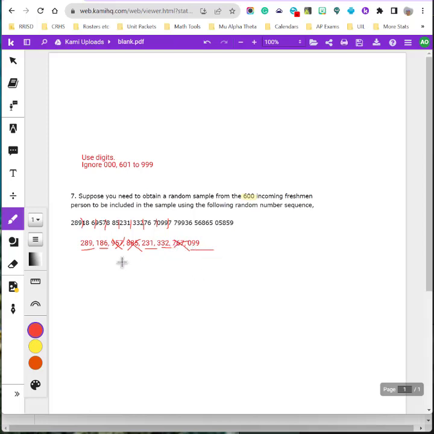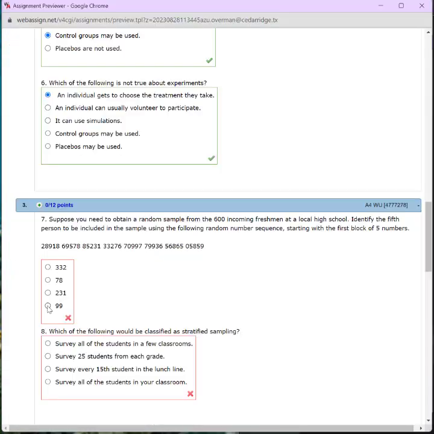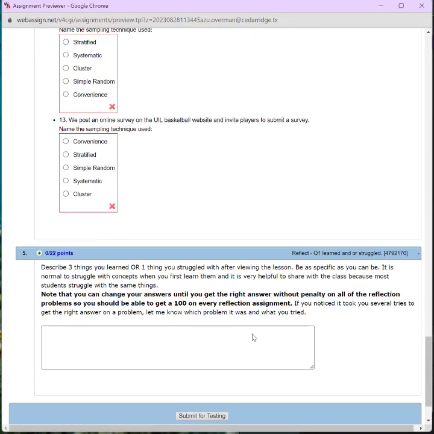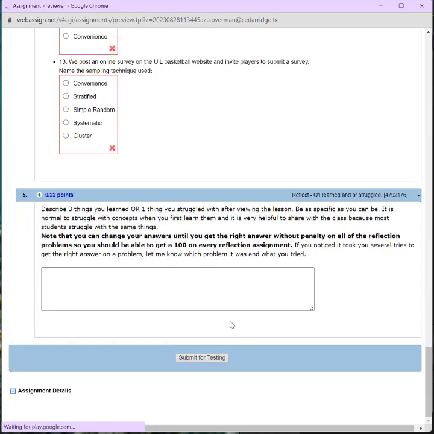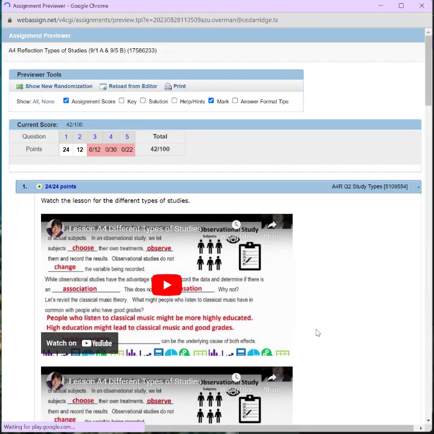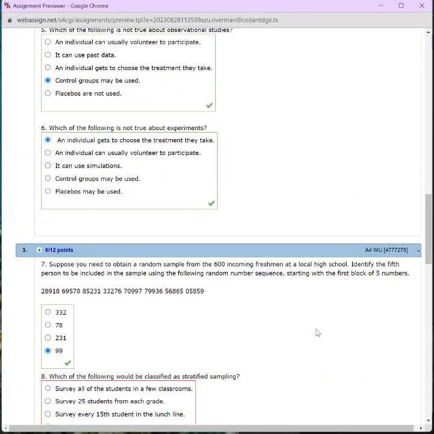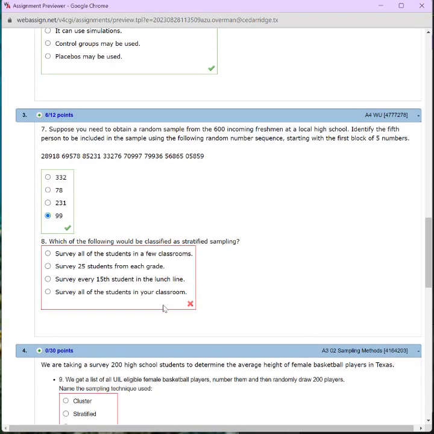767 is good. So we want number 99. So let me go ahead and put 99 and hit submit. And boom, we have it right. Which of the following would be classified as stratified sampling?